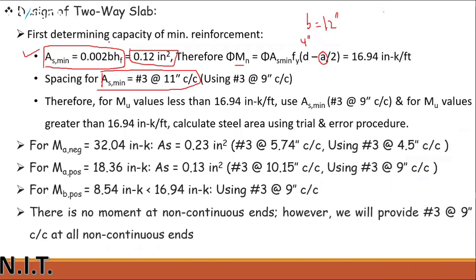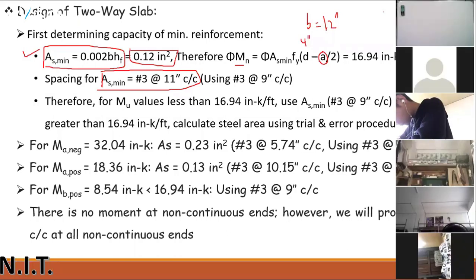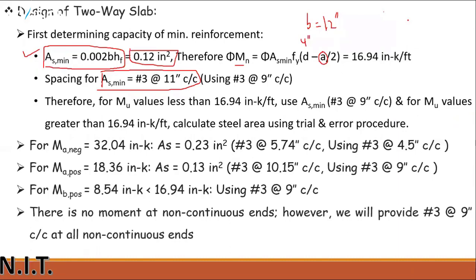Okay, if any value is less than this, for example my area of steel is 0.11 inch square. Listen guys, if my area of steel is less than this value, then I have to directly select AS minimum. If my area of steel is greater than 0.12, then I have to provide that area of steel.